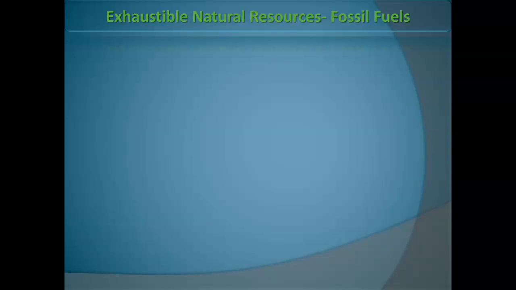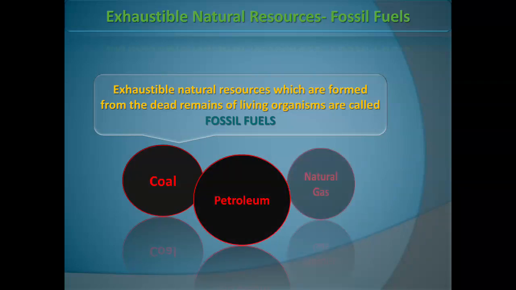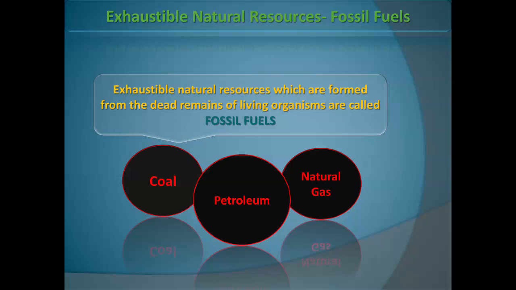And now we are going to see some exhaustible natural resources, that is some fossil fuels. Let's look at what fossil fuels are. The exhaustible natural resources which are formed from the dead remains of living organisms are called fossil fuels. So they are formed from the dead remains of living organisms which lived millions of years ago. Such kind of natural resources are exhaustible in nature and they are known as fossil fuels. In this chapter we are going to discuss three fossil fuels: one is coal, second is petroleum, and the third is natural gas. So let's get into these in detail.